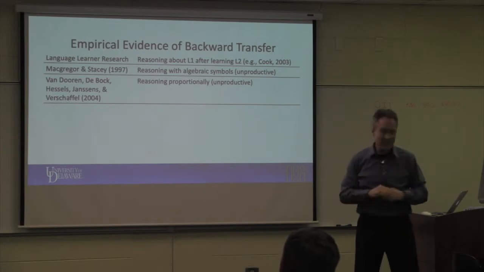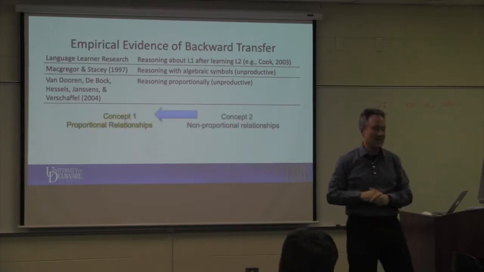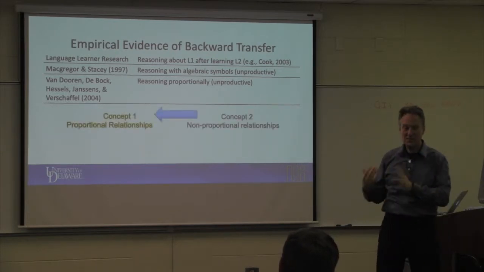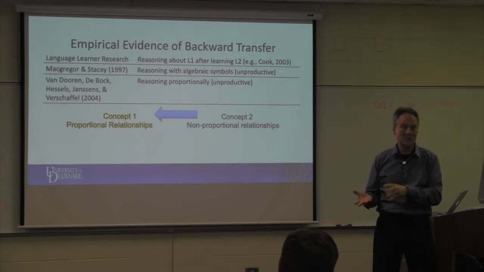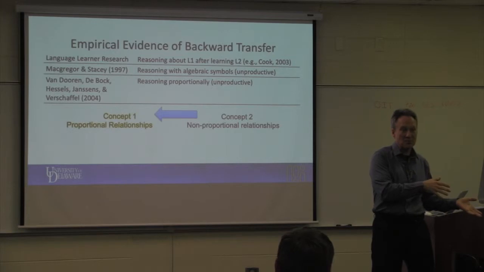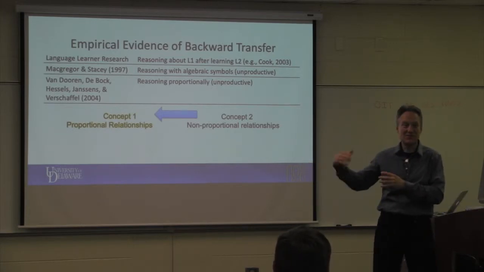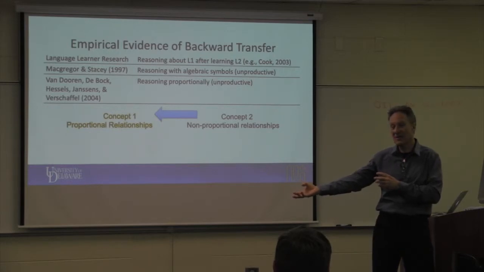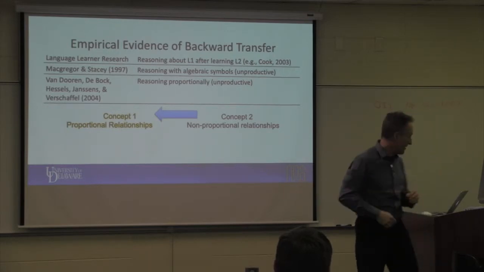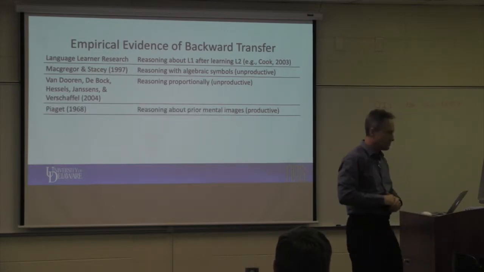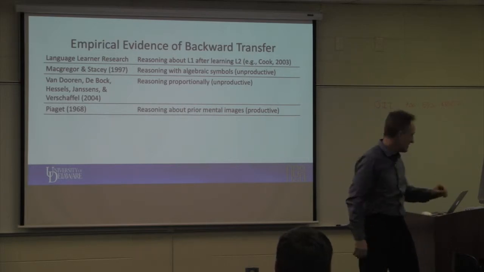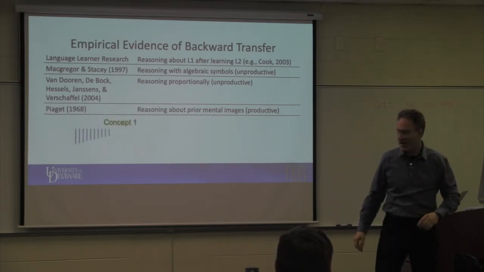Another example comes from Van Duren et al. They did a study where they taught students about proportional relationships. That was concept 1. Then they taught them about non-proportional relationships. And they found that after that, students started getting confused about proportional relationships. So I consider that a case of backward transfer.